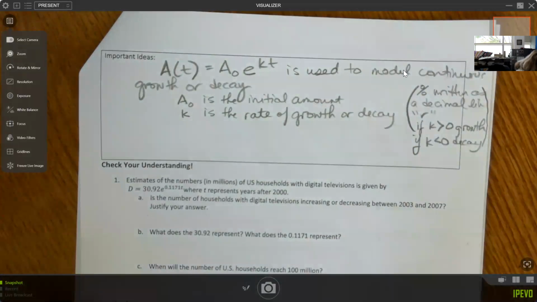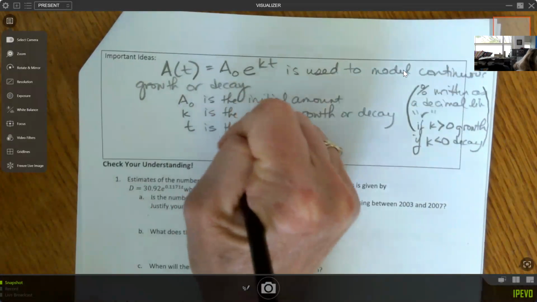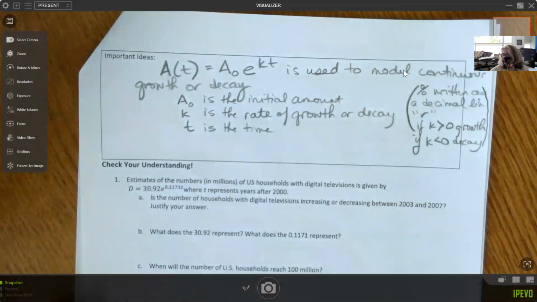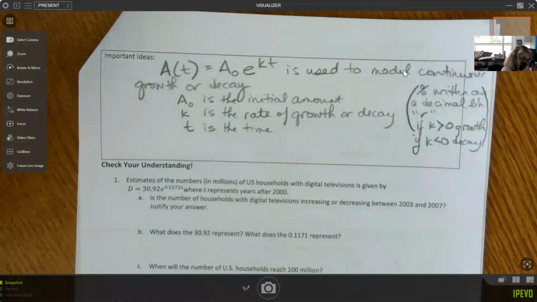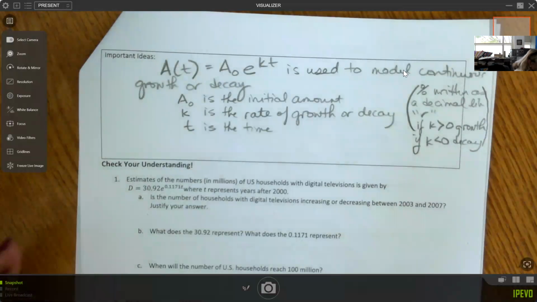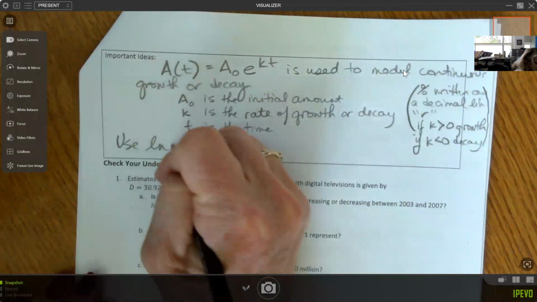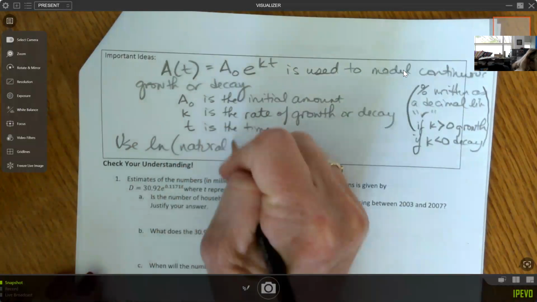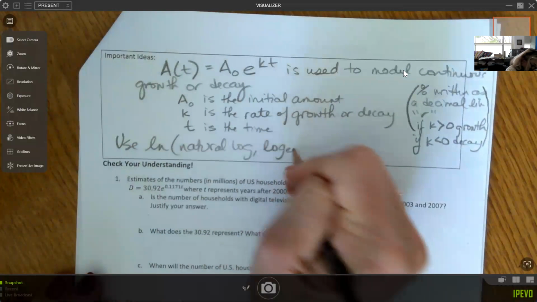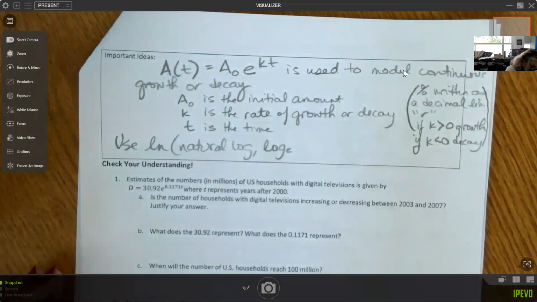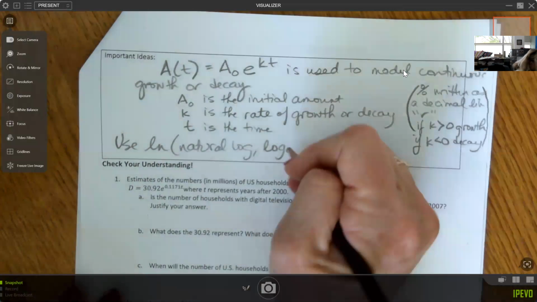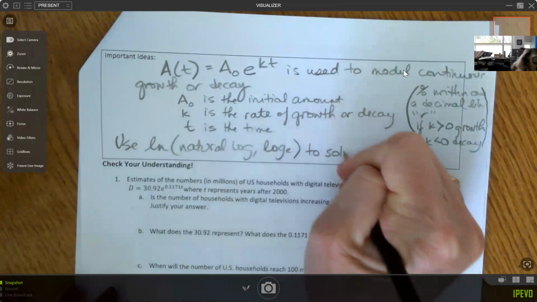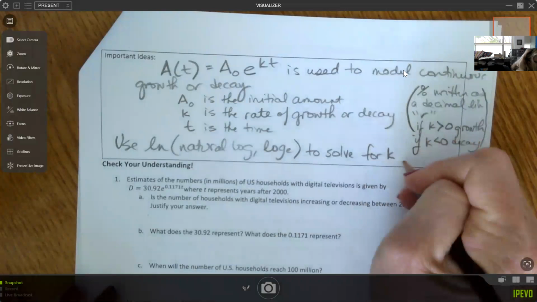Okay, and then T is the time. And so it's interesting because sometimes the setup is the half-life is sometimes minutes, sometimes hours, sometimes 100,000 years, just depending on whatever it is that's growing or decaying. Okay. And then you are going to use ln, which is the natural log, log base e. That is what you are going to use to solve for K or T, right?